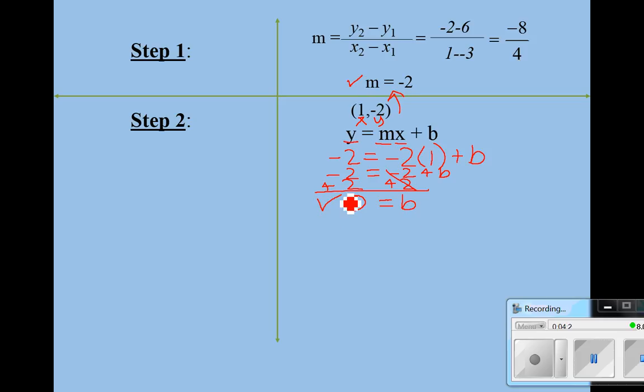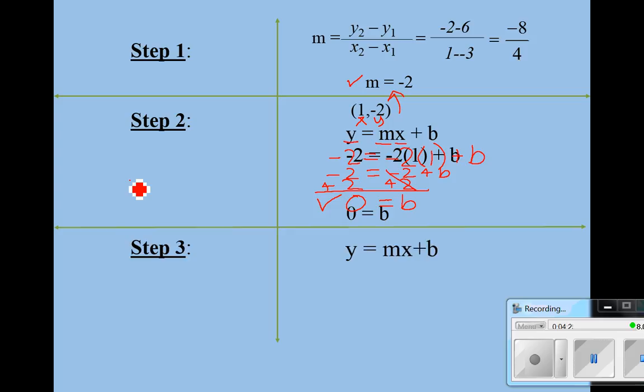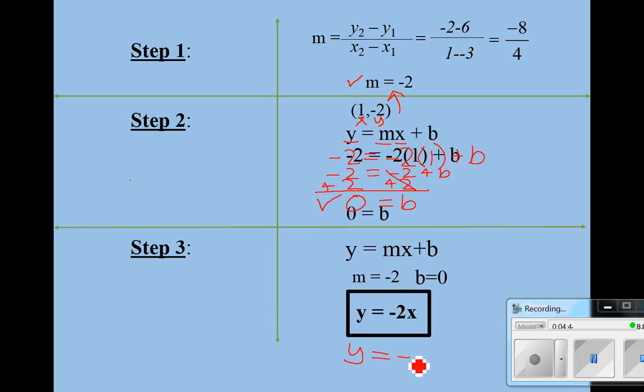We can substitute in for step 3. Y equals mx plus b is what we will use. We have the m is negative 2, b is 0. Our final answer, y equals negative 2x. And if you have y equals negative 2x plus 0, that would also be mathematically correct.